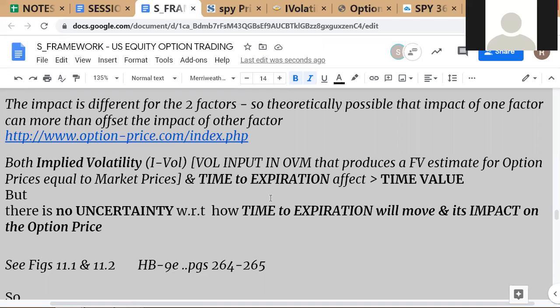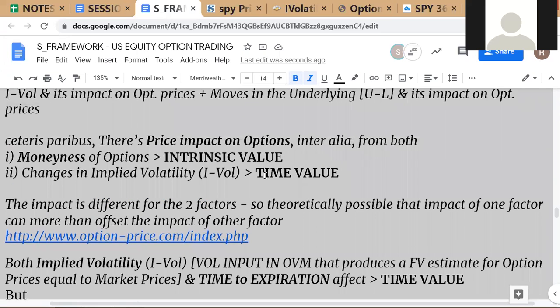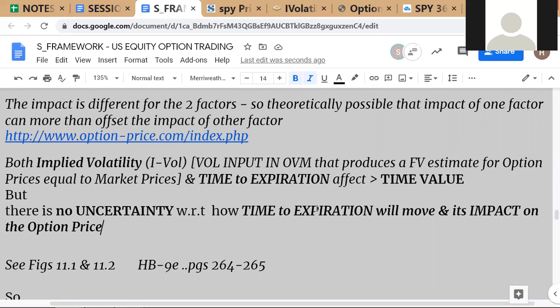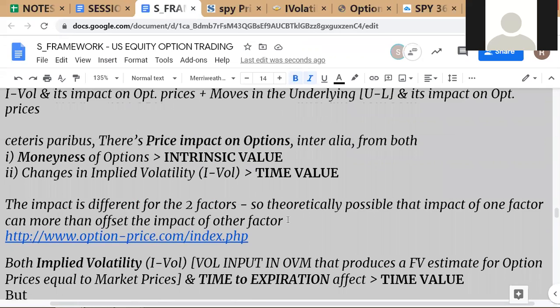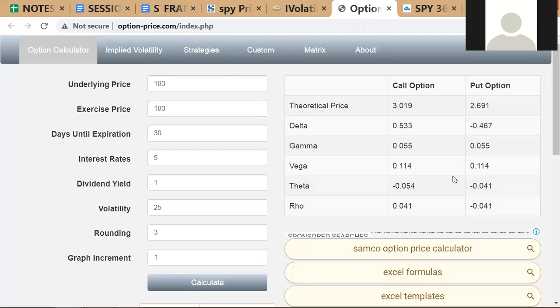So in our discussions we leave this out, because in our planning we need to have strategies only for things which are uncertain. Here there is no uncertainty, so we don't have to worry about it. It only goes in one direction, and if you're long options, this is always working against you. So you have to be very clear as to why you're long options and what you are hoping to achieve.